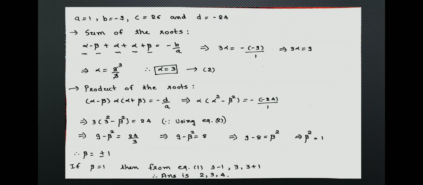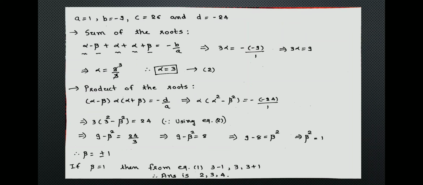First is the sum of the roots. So alpha - beta + alpha + alpha + beta is equal to -b/a. There is plus beta and minus beta, and 3 times alpha, therefore 3 alpha = -(-9)/1. So 3 alpha = 9, hence alpha = 9/3, so we get alpha = 3, say equation number 2.